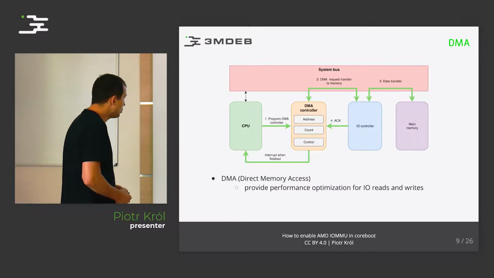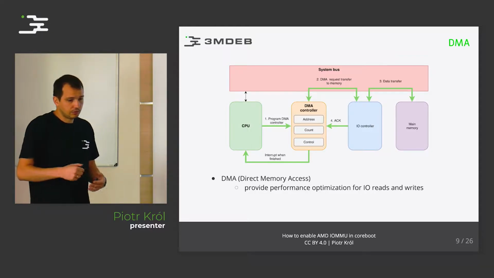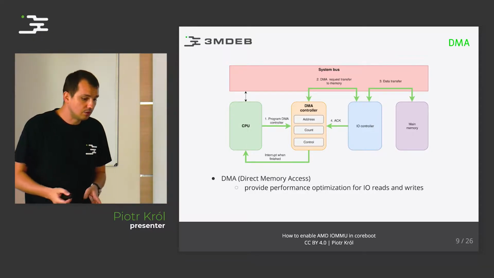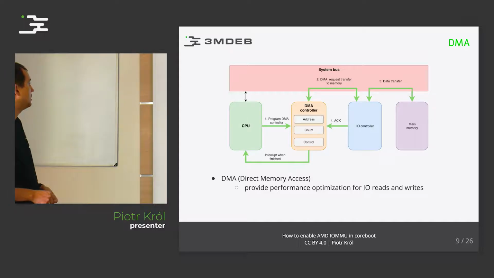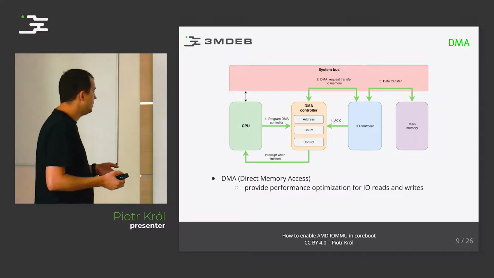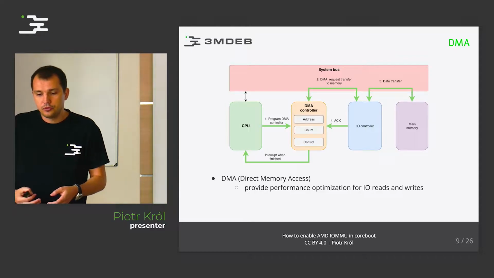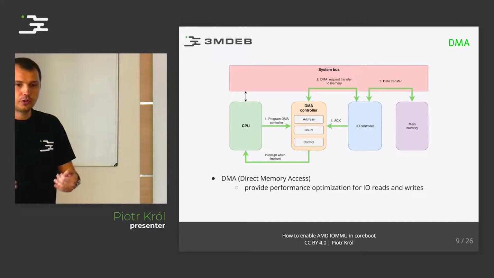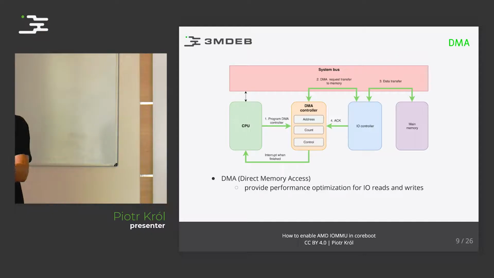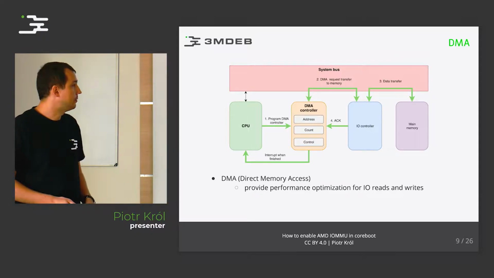DMA. Probably anyone related to microcontrollers more or less knows what DMA is. But in general, DMA is a performance optimization that gives us the ability to not use CPU cycles for reads and writes, but just delegate that to a specialized controller.